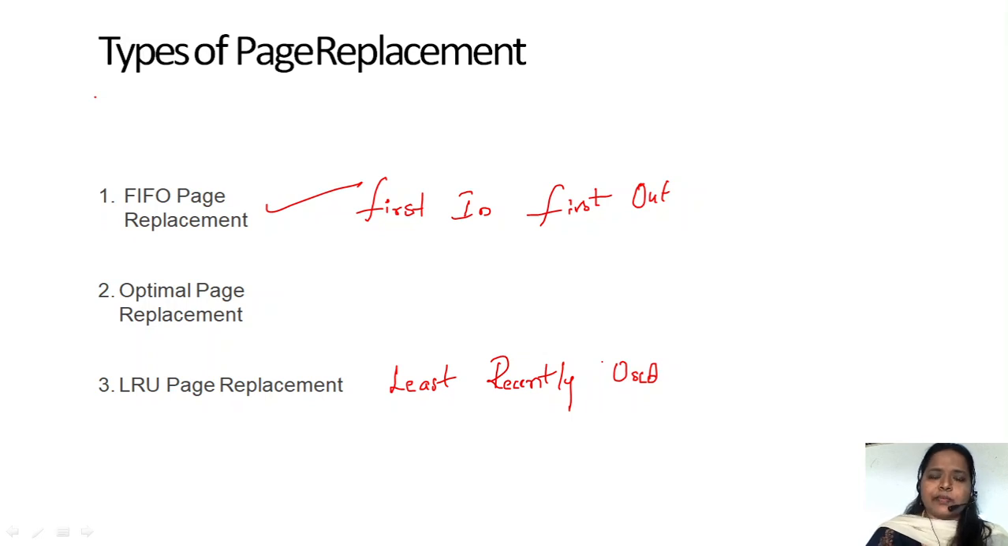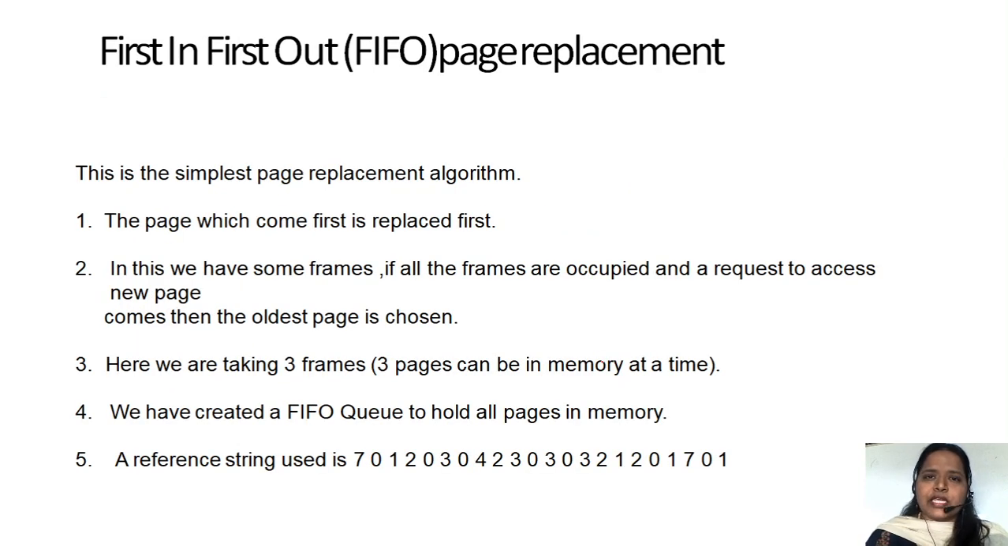First of all, we will see the first in first out page replacement algorithm. The name itself indicates first in first out. Suppose this is the main memory, and we are going to load pages over here. Suppose we have loaded the 7th page first and then 0 to 4. Now the main memory is full. Now I have to insert the 5th page onto the main memory.